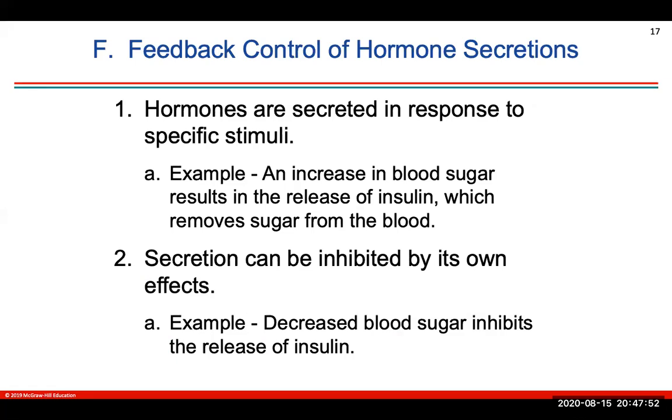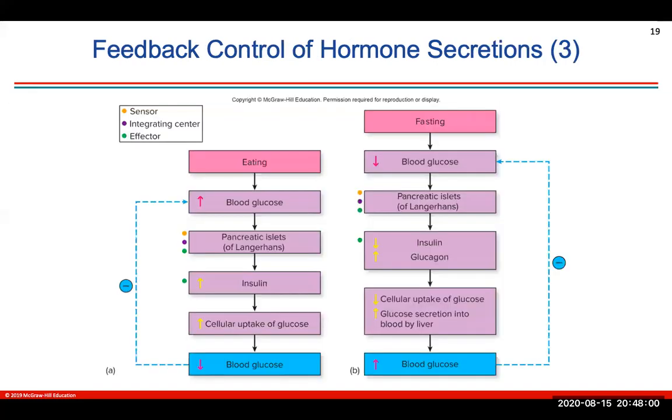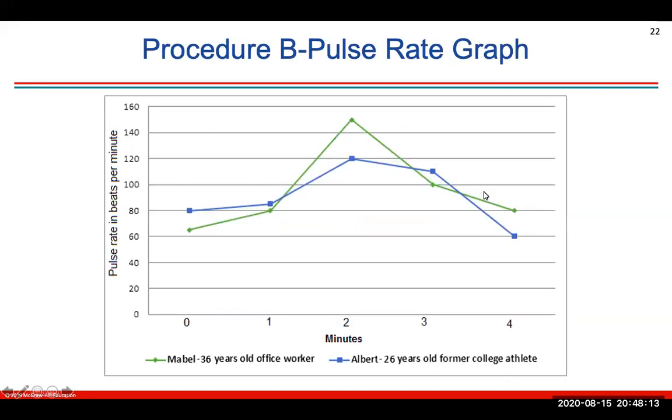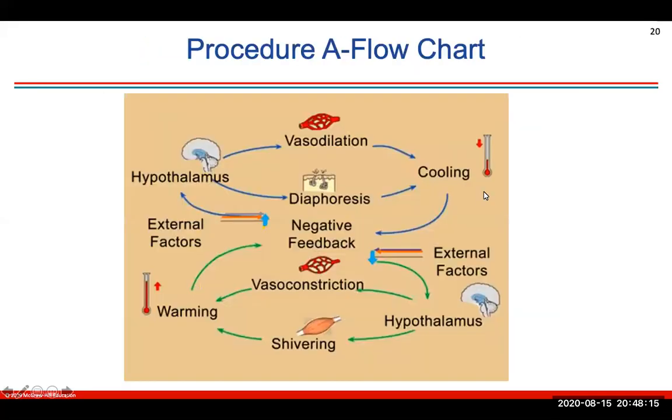Feedback control: hormones are secreted in response to stimuli. Secretion can be stimulated or inhibited. Let's see, this is a good example of blood glucose levels, whether you're eating or fasting, and how blood glucose levels change through negative feedback mechanisms. This is showing temperature, just another way. This is just a flow chart.